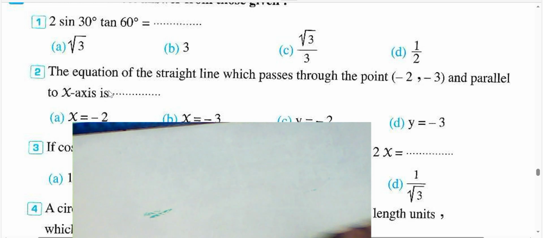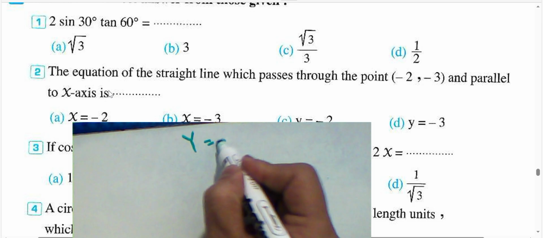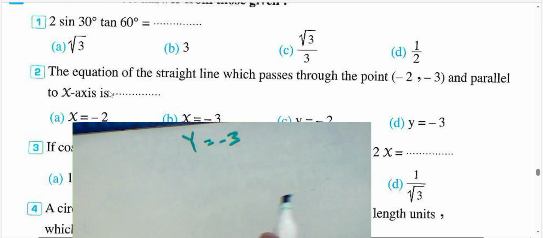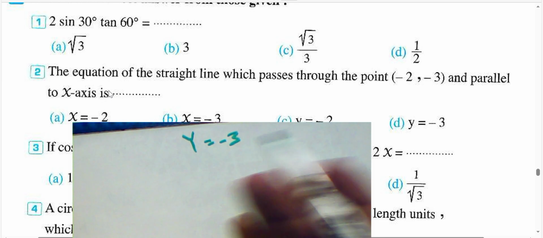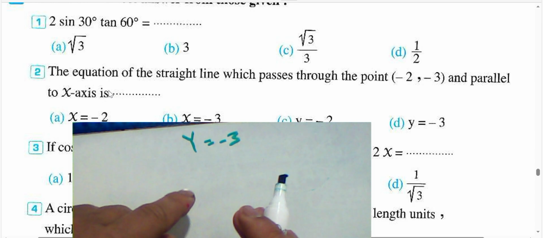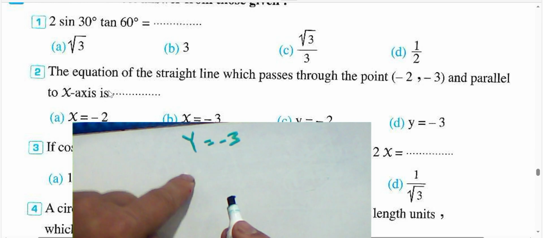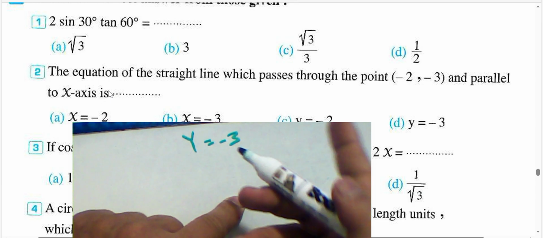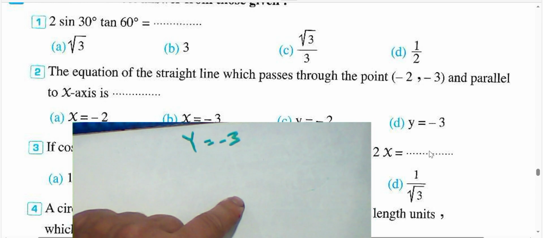When he tells you a straight line parallel to the x-axis, you can write y equals -3 in one step. Or if he asked about the equation of the straight line which passes through the point (-2, 3) and is parallel to the y-axis, you can write x equals -2. So in this example, parallel to the x-axis, you must write y equals -3. Okay, choose letter D, the last one.